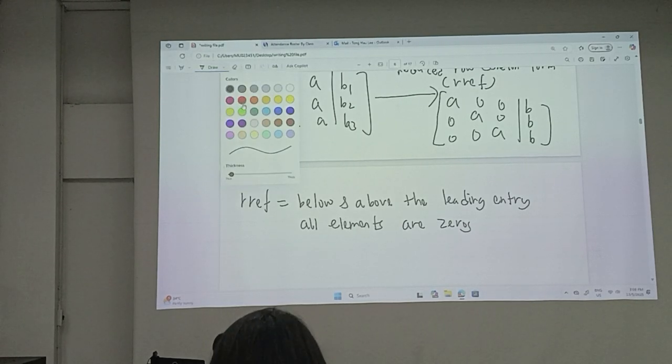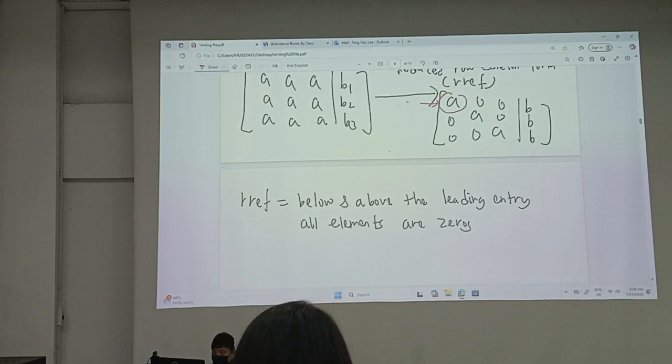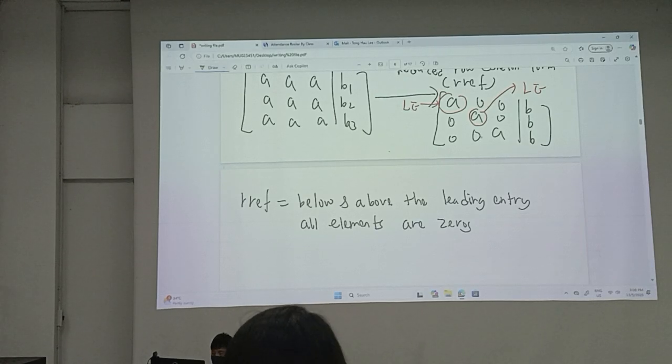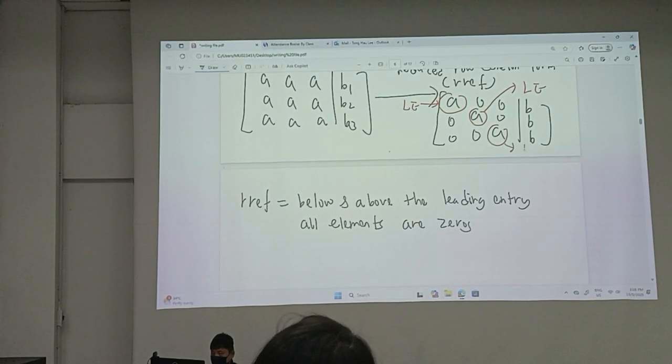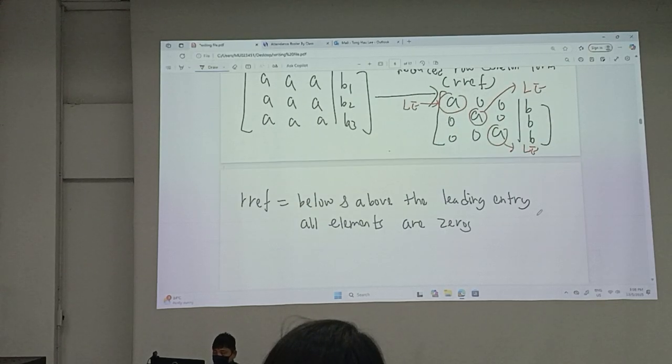Okay. So for reduced row echelon form, it means below and above all zero. So this is a leading entry. Below all zero, above all zero. This is a leading entry. Above and below all zeros. This is a leading entry. Above and below all zero. Okay. So this is reduced row echelon form. So for Gauss-Jordan elimination, we turn it into reduced row echelon form.